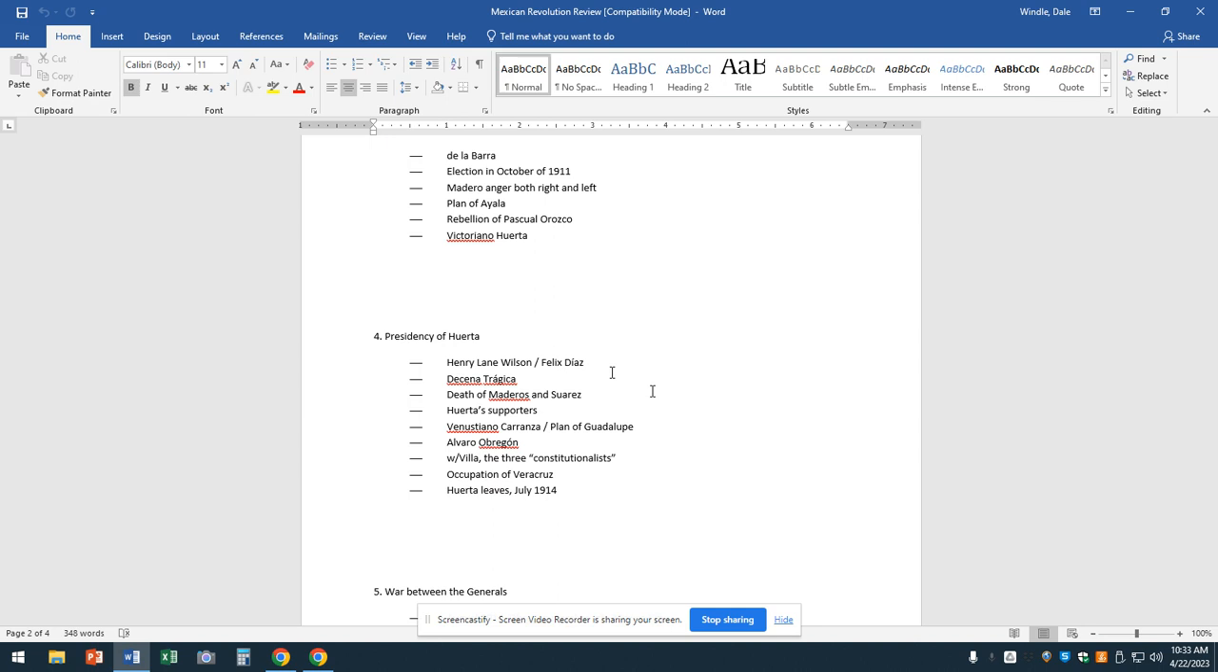This results in something called the Decena Tragica, the 10 tragic days, where there's an artillery duel between the forces of Felix Diaz and the federal government. Huerta pretends to step in, and although Diaz thought he was going to be president, Huerta sends him off to be ambassador to Japan, and he becomes president. And essentially kills Madero and his brother and the vice president Pino Suarez. They were, I believe, shot while trying to escape.